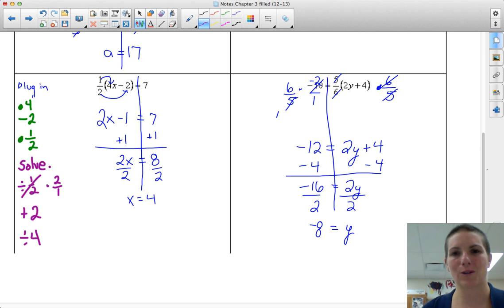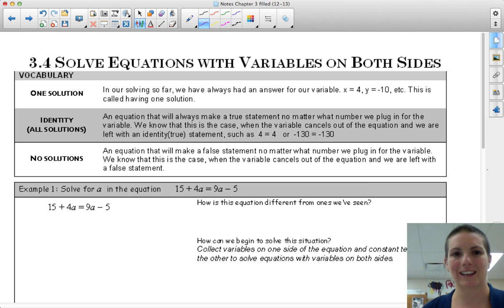I'll see you in the next video, I believe. Let's double check. Yep, 3.4 will be variables on both sides. If you're not using your balance line, I suggest you start doing it.